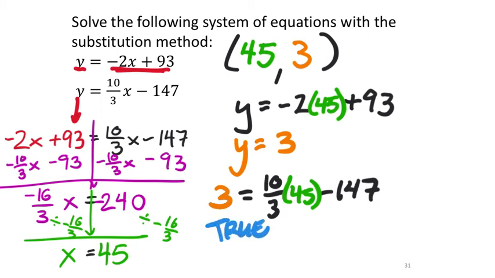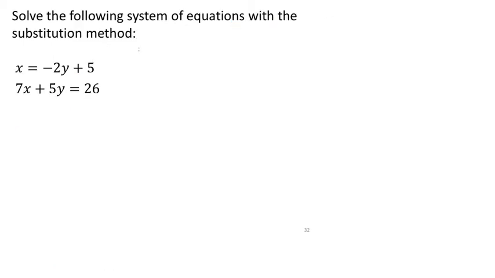So both equations are true when we replace the x with 45 and when we replace the y value with 3. Therefore, we know that that is actually our solution. All right, here we're going to solve this system of equations. This one's already set up for us. It's pretty nice, okay?